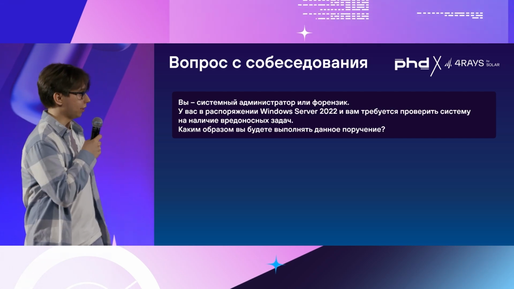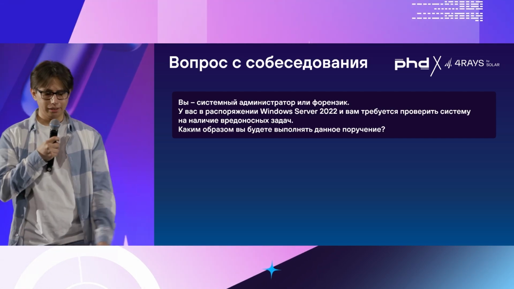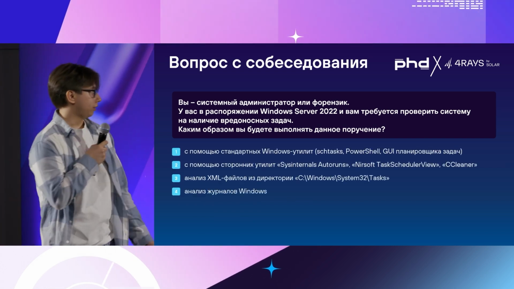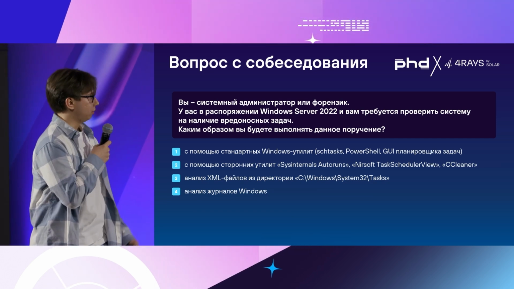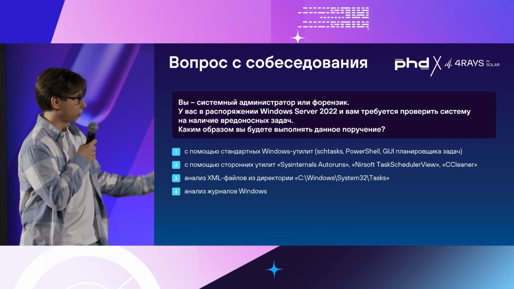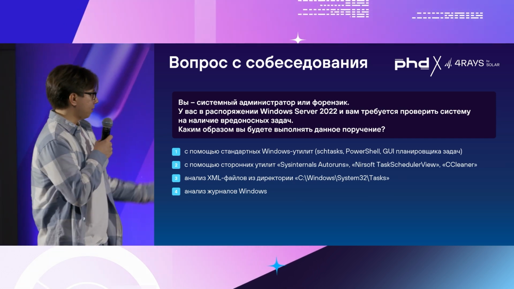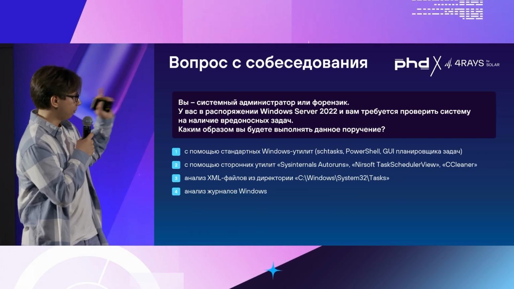You're a system admin or a forensic specialist, and you have a Windows Server 2022 that you need to check for malware. Normally, people reply very quickly and say that they can do it with standard utilities, and we often hear about Autoruns, the most popular tool. Many other people remember forensics.